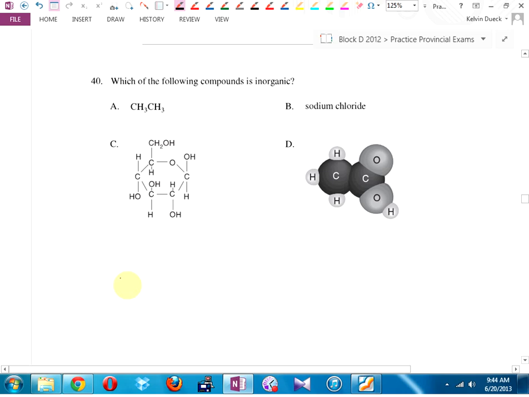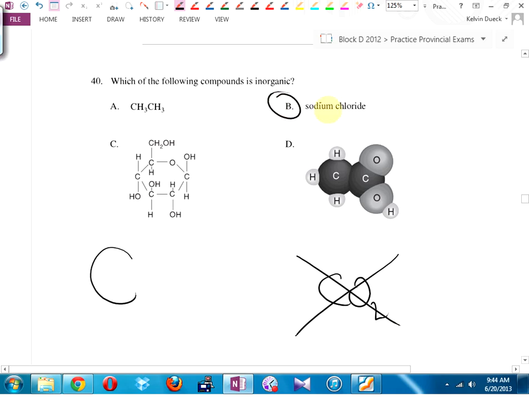Which one is inorganic? What makes something organic? What are you looking for? Primarily carbon. But don't take any carbonates. CO2 or CO3, those are not organic, even though they contain carbon. Carbon dioxide is not organic. But you're looking for a carbon, and usually oxygens and hydrogens. So B is inorganic.